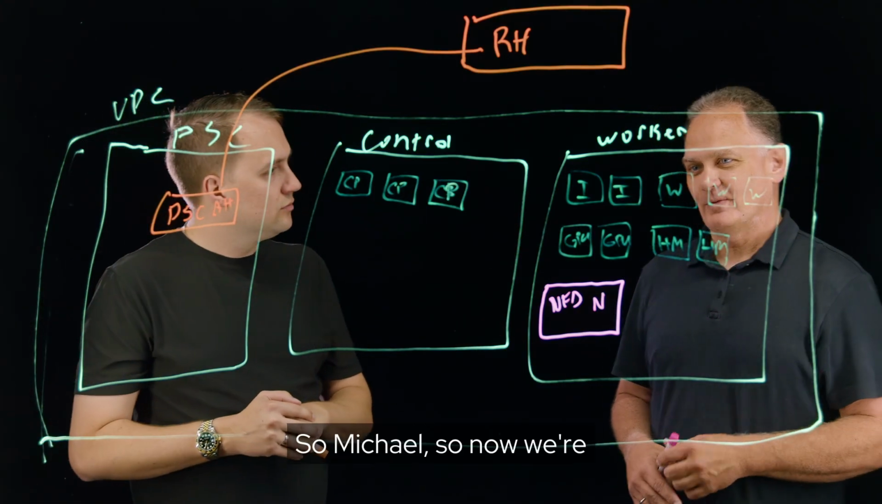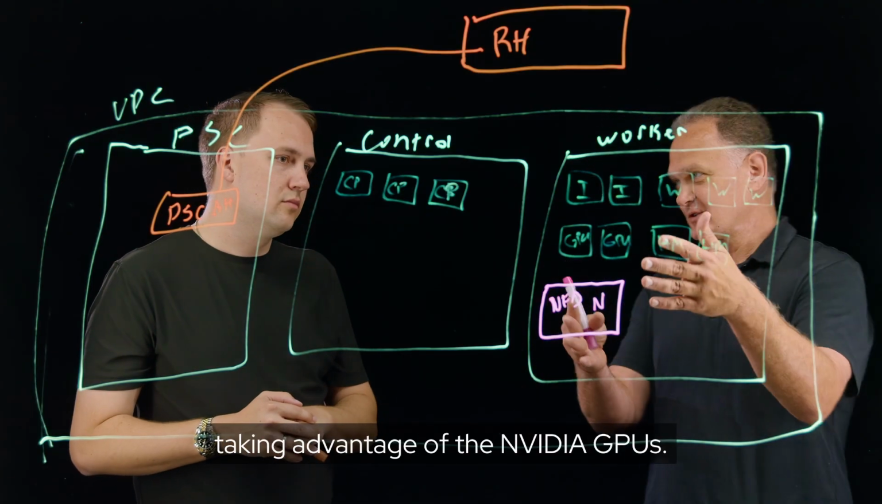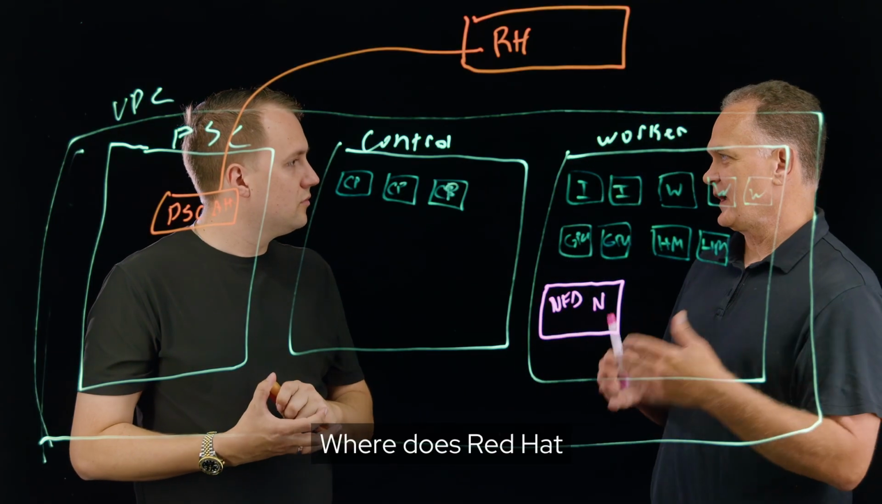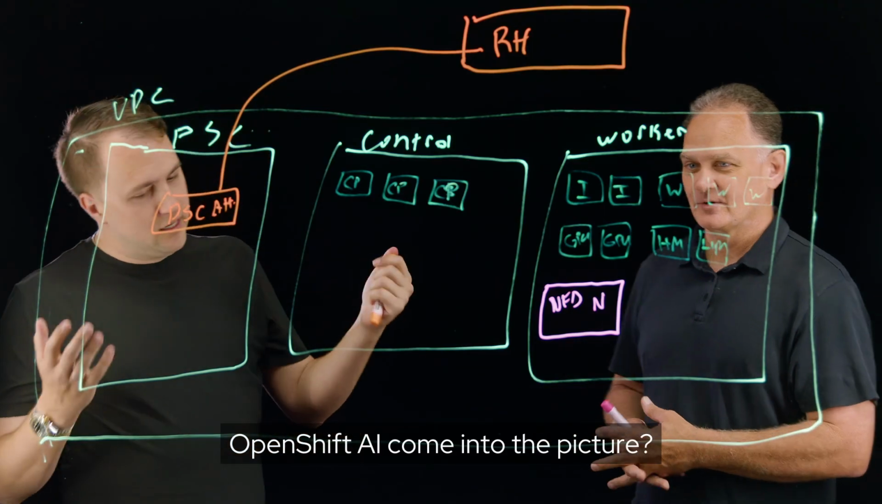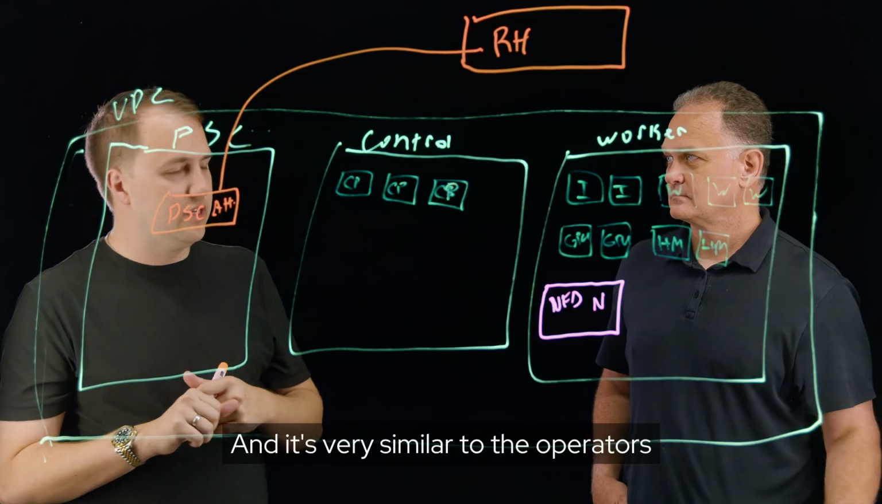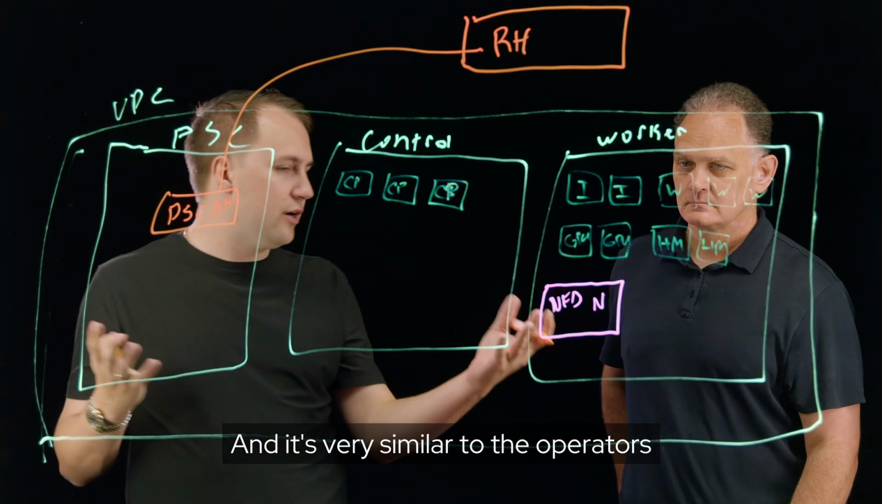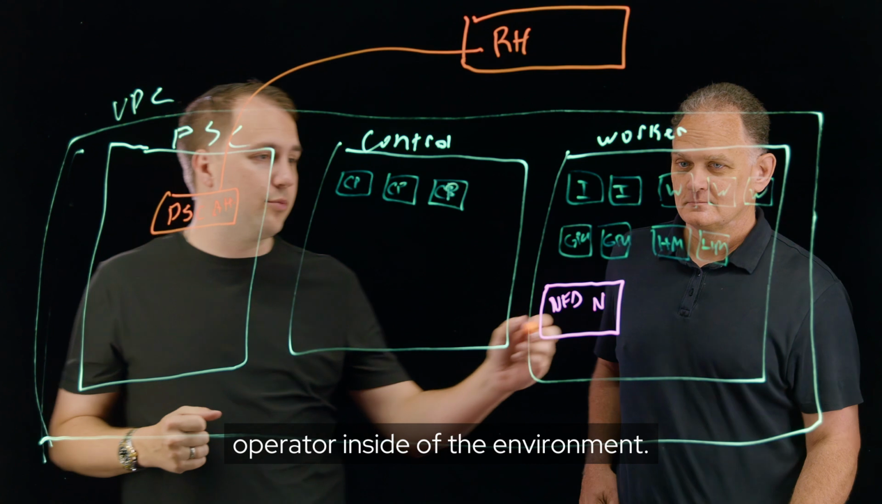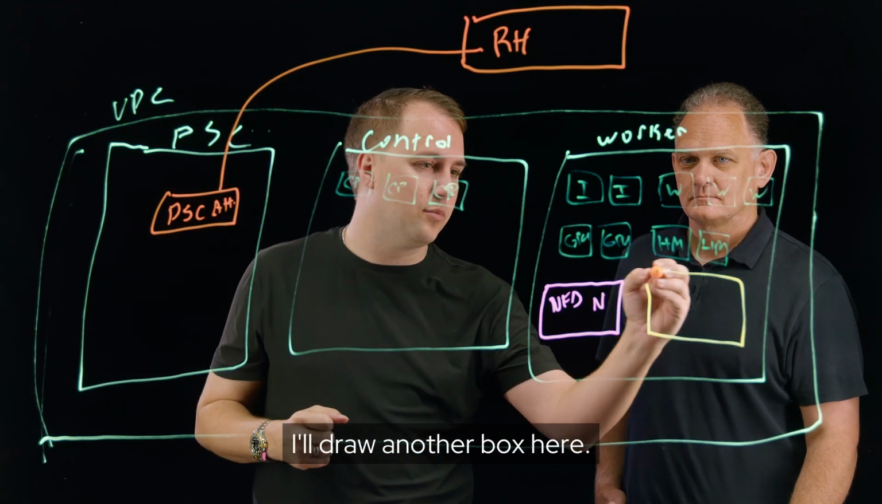Exactly. So, Michael, now we're taking advantage of the NVIDIA GPUs. Where does Red Hat OpenShift AI come into the picture? It's a great question. So OpenShift AI is an add-on on top of OpenShift, and it's very similar to the operators that you described here. It's just yet another operator inside of the environment. I'll draw another box here.